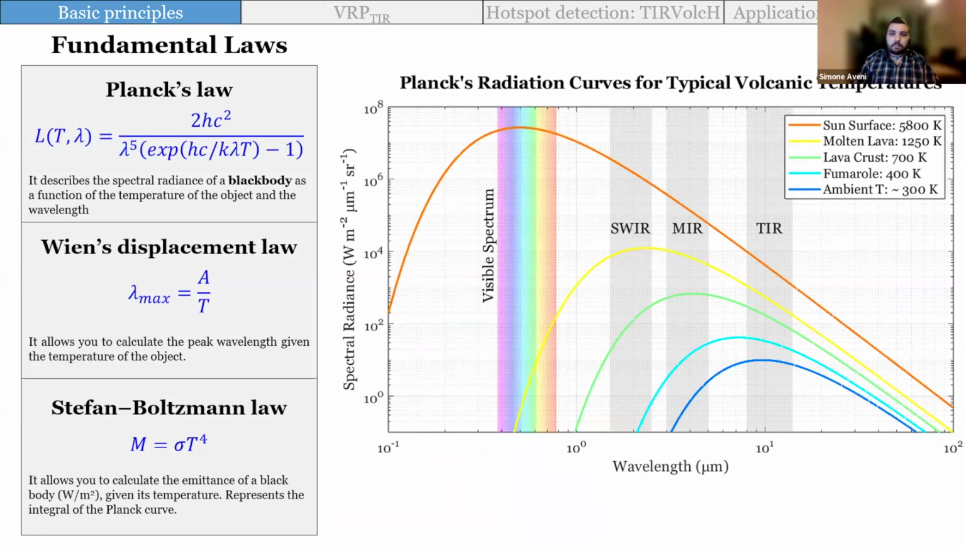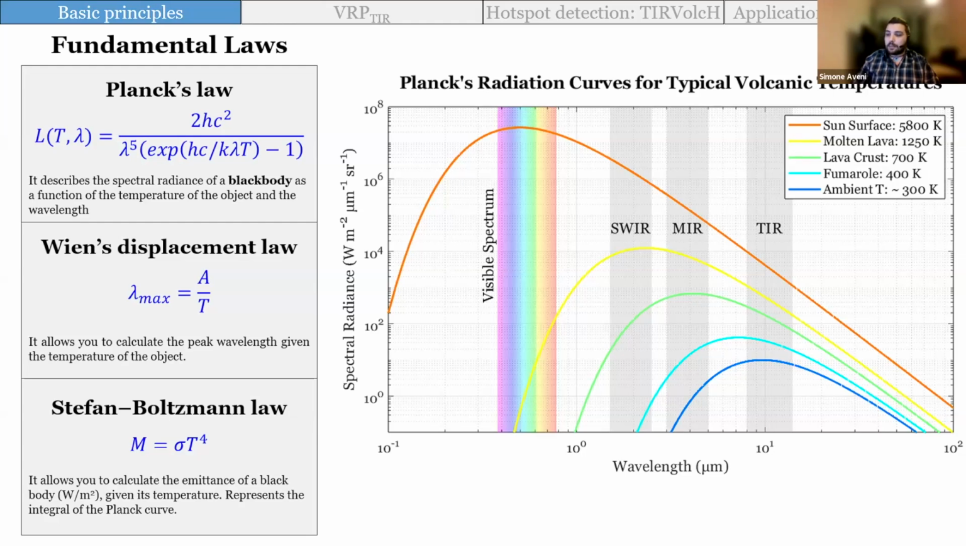And then probably the most famous one, the Stefan-Boltzmann law, that allows us eventually to calculate the emittance in terms of watts per square meter given the temperature of an object, and indeed represents the integral of the Planck curve. The Planck curve is represented in this graph to the right.